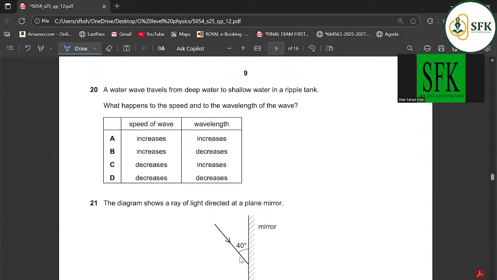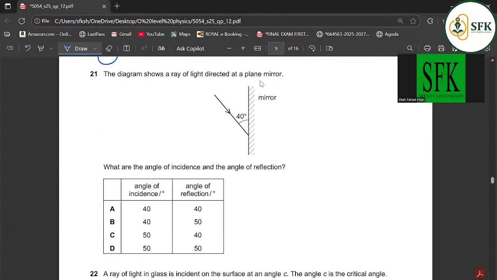A water wave travels from deep water to shallow water in a ripple tank. What happens to the speed and the wavelength of the wave? Frequency remains the same. Wavelength and speed, both of them will decrease. Okay, deep to shallow, wavelength and speed decrease, frequency stays the same because frequency depends on the source.